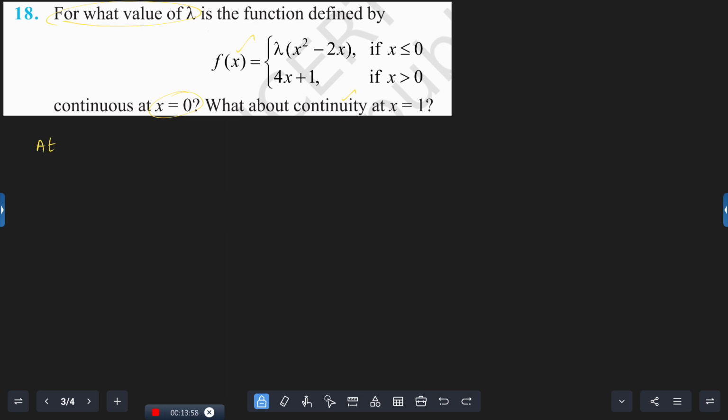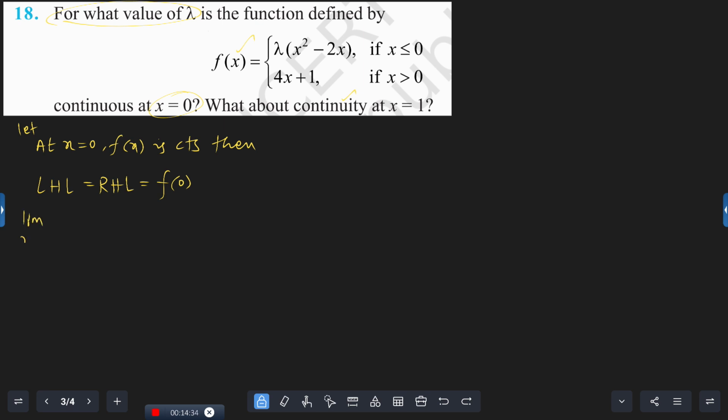First we will find the lambda at x is equal to 0, because they asked for what value of lambda it will be continuous. So let at x is equal to 0, f of x is continuous. Then what does it mean? I told you a function is continuous at a specific point when LHL, RHL and function value must be equal. Then left hand limit, right hand limit and the function value at 0, f of 0, must be equal. Now you apply here, children.